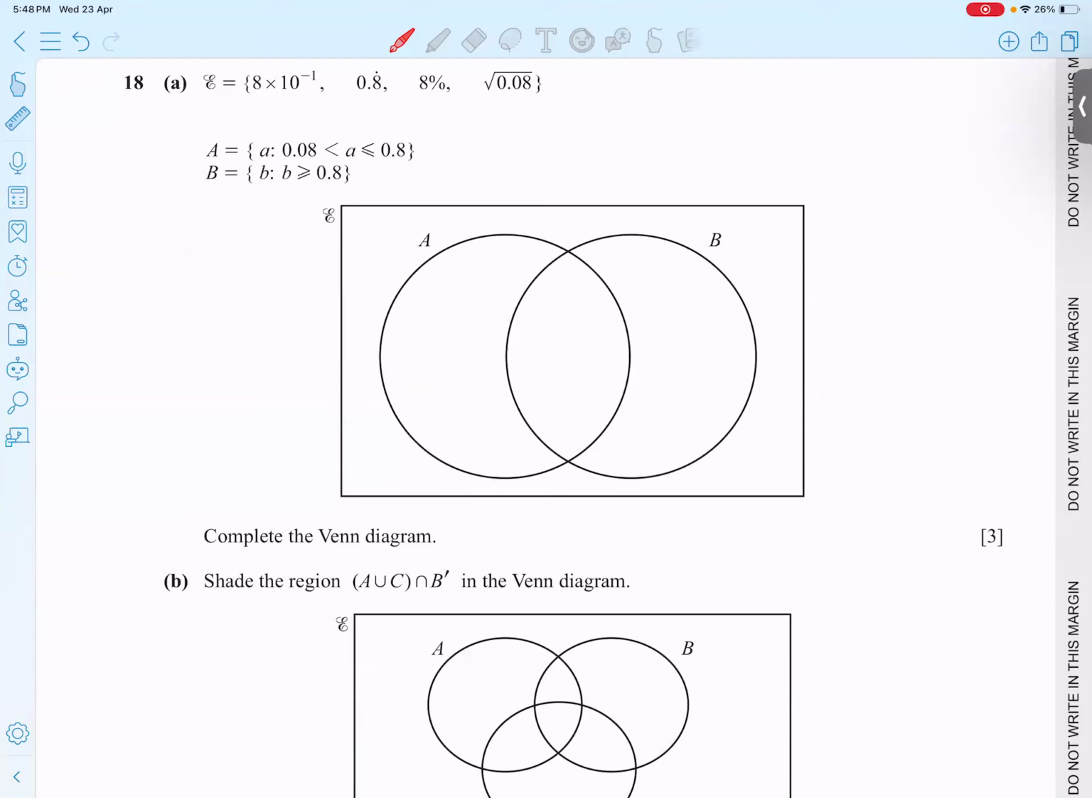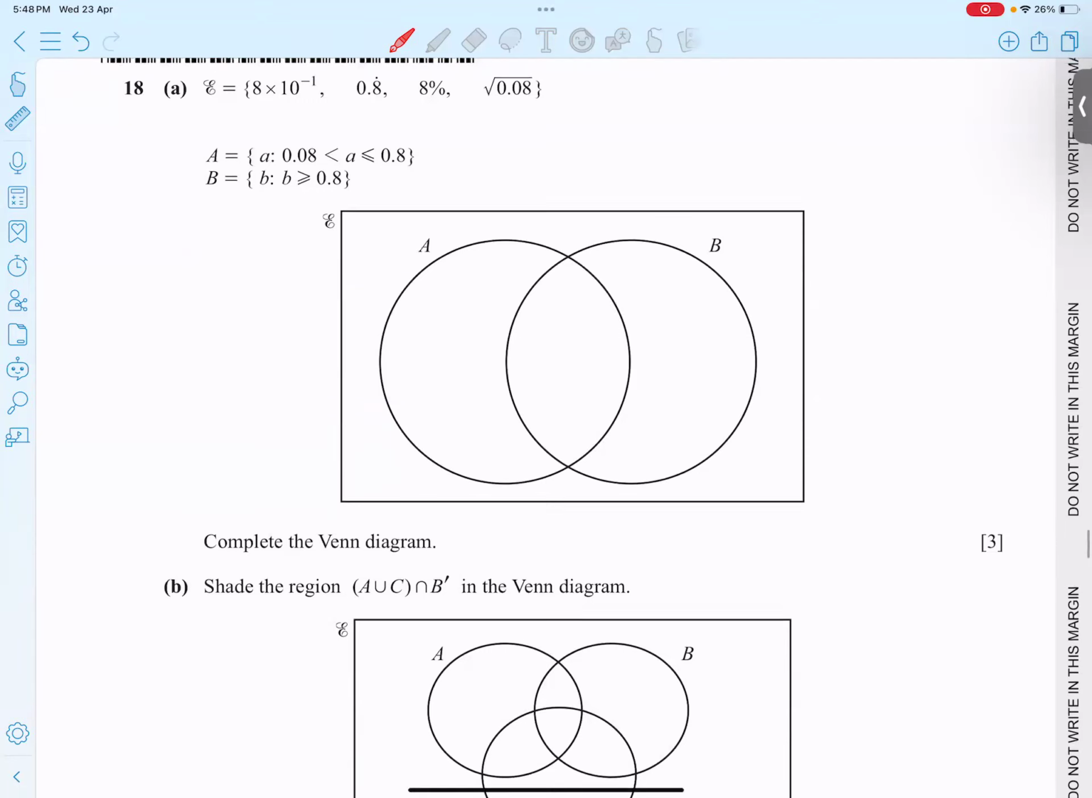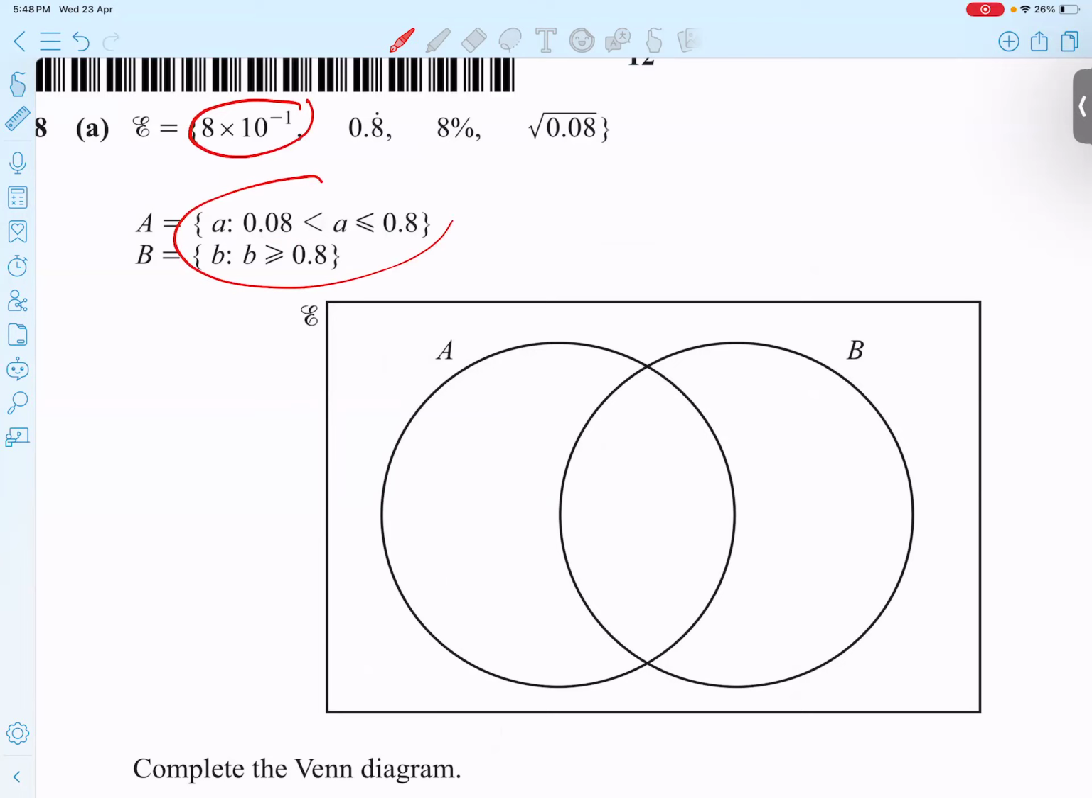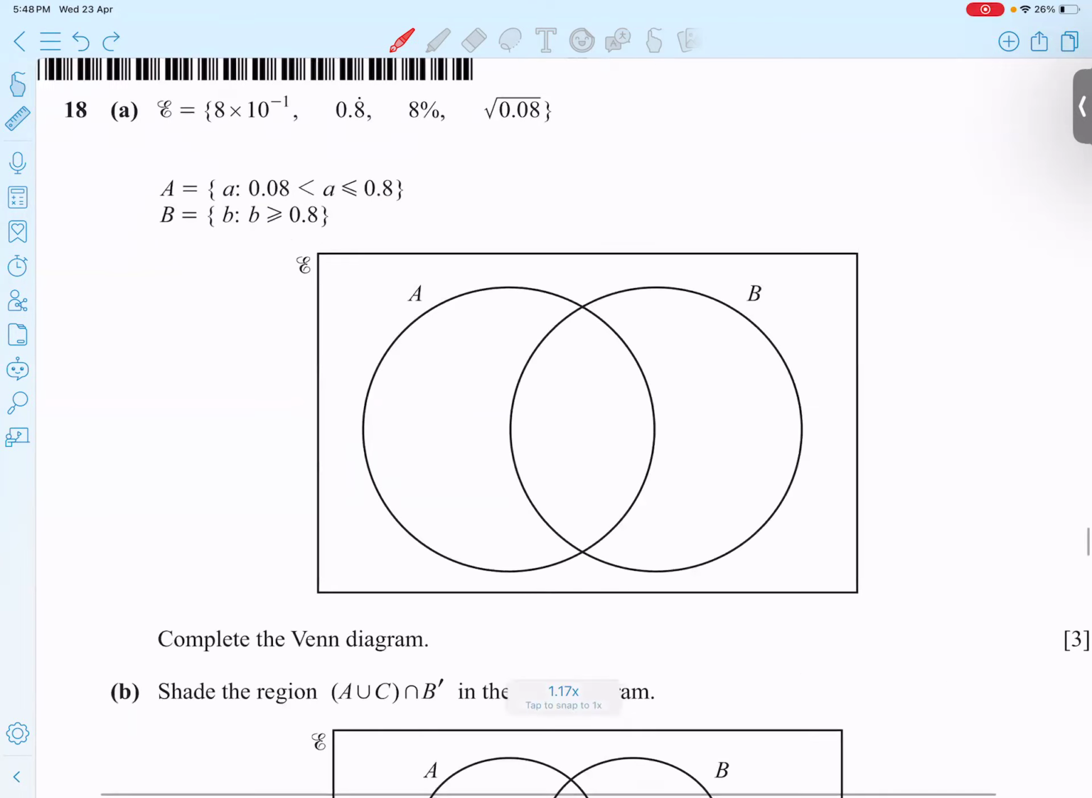Question number 18. He has given us this, which is called the universal set. The universal set is here, and the A values are clear and the B values are also clear. So the best idea to make it easy is to convert into this format. Basically, what is this one? I just elaborate: 8 times 10 to the power minus 1. If I bring it down, it is 8 over 10 to the power positive 1, so it becomes 0.8. Or you can type it in the calculator. So this is 0.8.